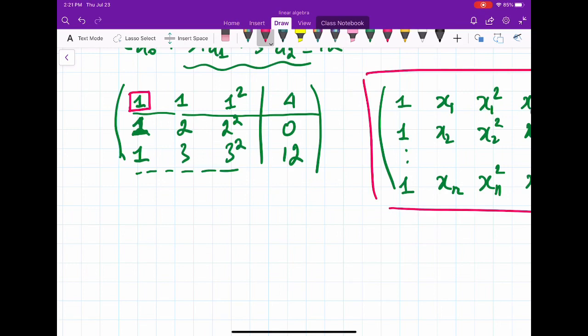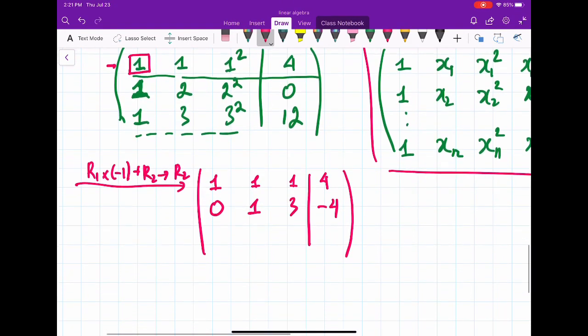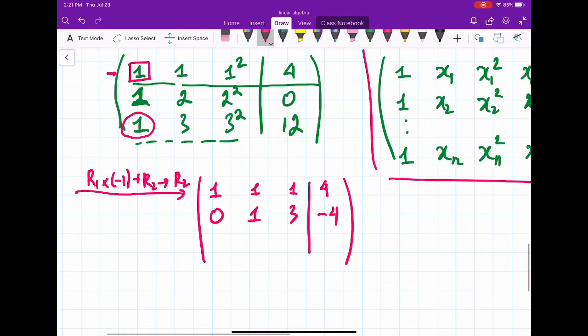I will multiply the first row by -1, add to the second, right? So I have the following. If I multiply the first by -1, add to the second, I will get 1, 1, 1, 4 here. I got 0 here, I got 1 here, I got 3 here, and I got -4. Okay, so I hope that you can check each step yourself. And then I will make this one become 0. I multiply the first row by -1, and then add to the third row.